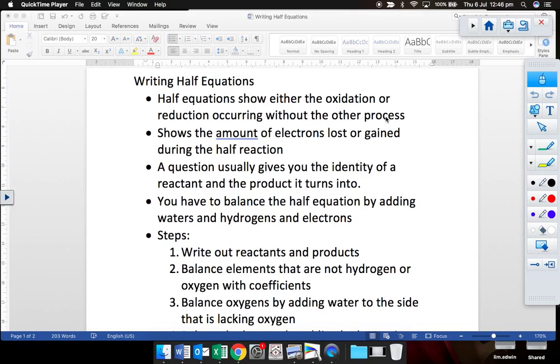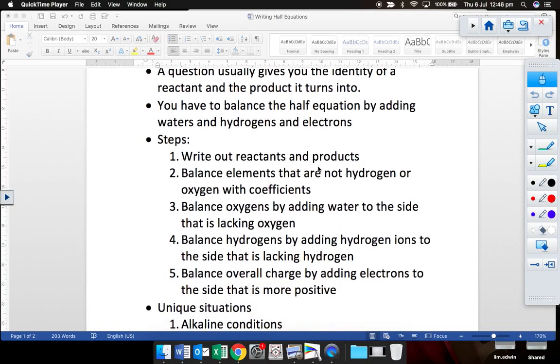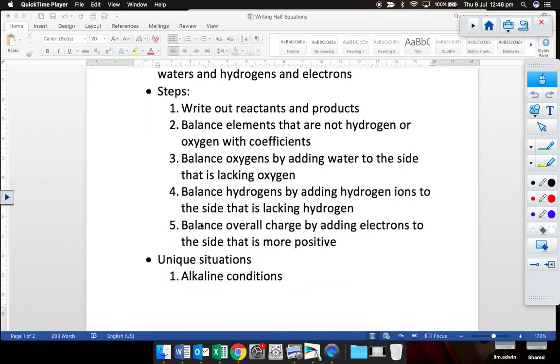The question usually gives you the identity of the reactant and the product that it turns into, and then there are a couple of steps to follow when balancing out these half equations. You have to add water, hydrogens and electrons to balance out the half equations, and there are five steps here. We're going to go through those five steps with a couple of examples, but let's just quickly go through them. You write out the reactants and products.